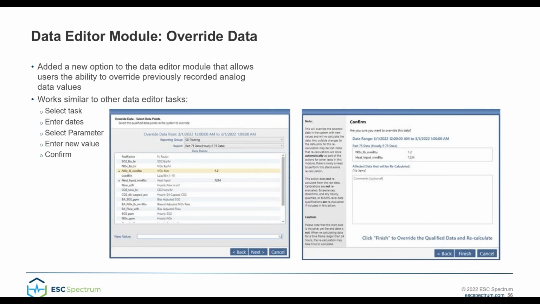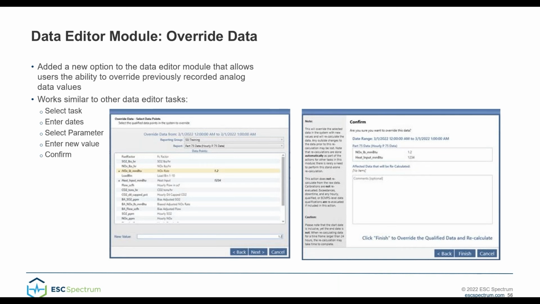Another option we've added in the data editor module is the ability to override analog data specifically. We did have the ability before to override digital input signals coming into us, some of those coming in from the DCS, like Unit Online. We had the ability to override those, but there was no real way to override analog values coming into the system, for example, fuel flow or something like that. So that's what we've added to Prism 1.6.